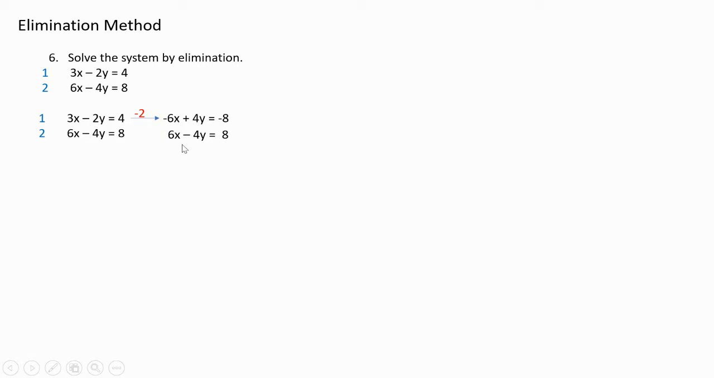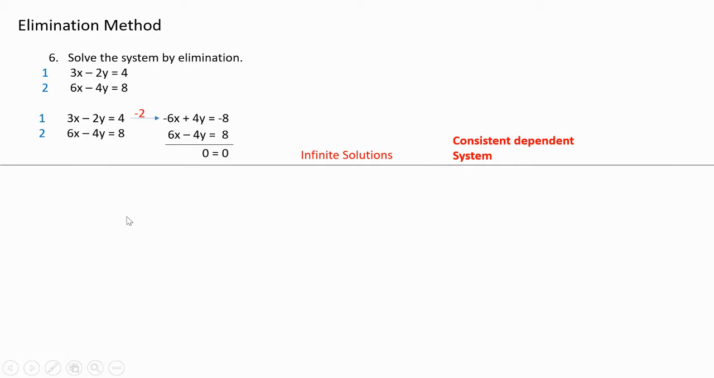So I'm going to slide the second equation over. If you notice, everything cancels. Remember, guys, that I mentioned there's not going to be any x's or y's, just something that's true, like 0 equals 0. So this means we have infinite solutions. That means it's going to be a line on top of a line, and that's called a consistent dependent system.